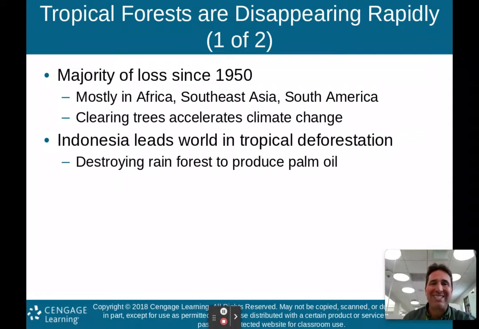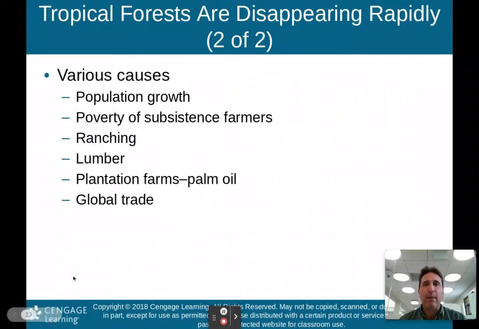The majority of their loss has happened since 1950, mostly in Africa, Southeast Asia, and South America. Again, this is due to clearing for agriculture, clearing for grazing livestock as well, and clearing trees accelerates climate change. Indonesia leads the world in tropical deforestation because they're destroying rainforests to produce palm oil, right? Those palm trees, big business, okay? But basically you're taking this biodiverse tropical rainforest with all these different types of plants and trees and organisms living in it, and you're cutting it down and planting one type of tree. Again, going to kill and destroy that biodiversity.